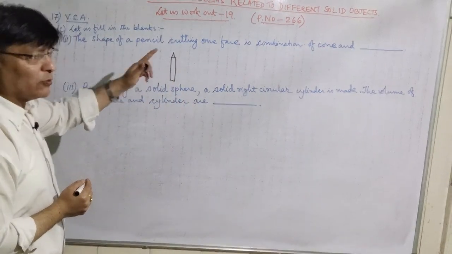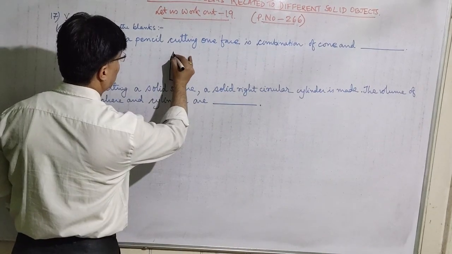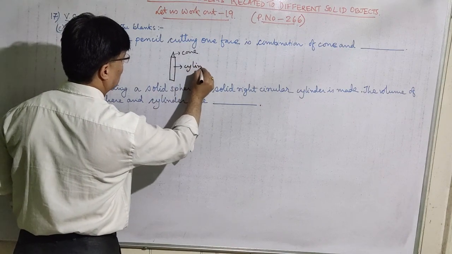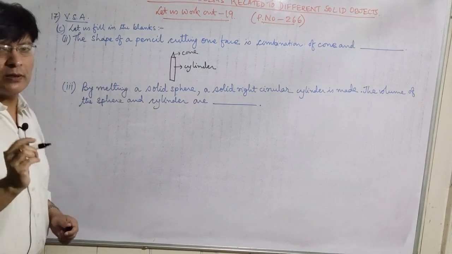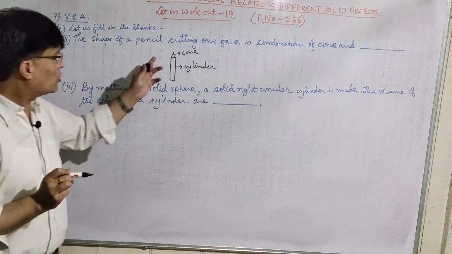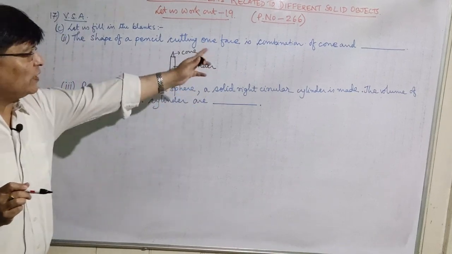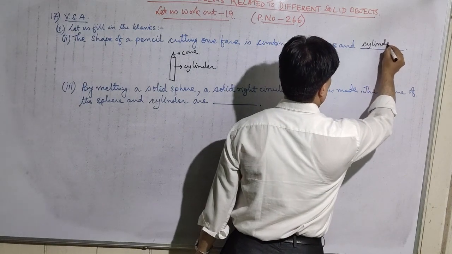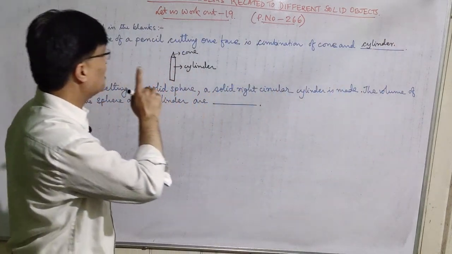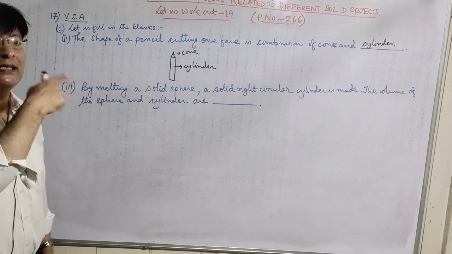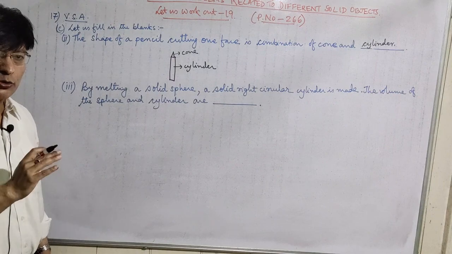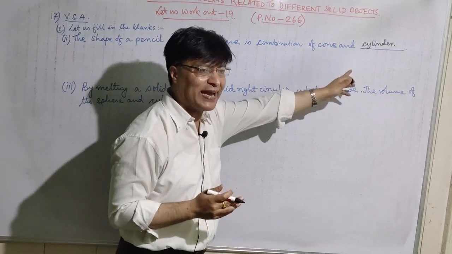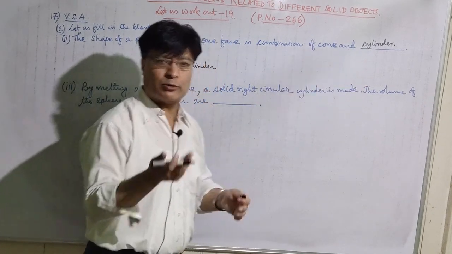The shape of a pencil cutting one face is a combination of cone and, on this portion, this is the cylinder. Is that clear? The shape of a pencil is a combination of this cone and a cylinder. So what goes in the blank? Cylinder. The question might be given like this: the shape of a pencil cutting one face is a combination of dash and cylinder. In that case, you have to write cone.